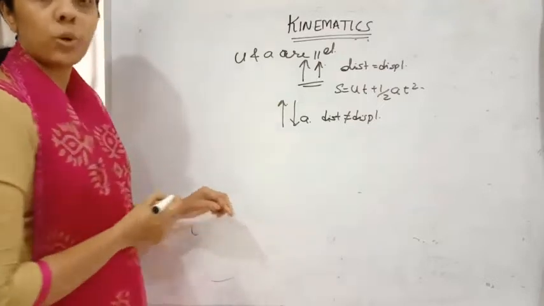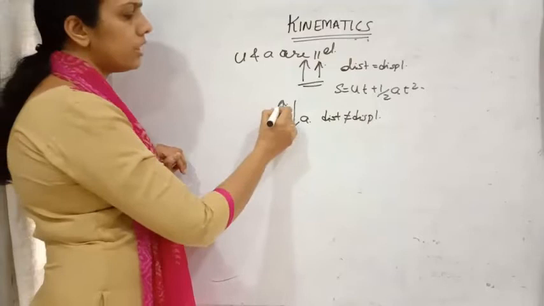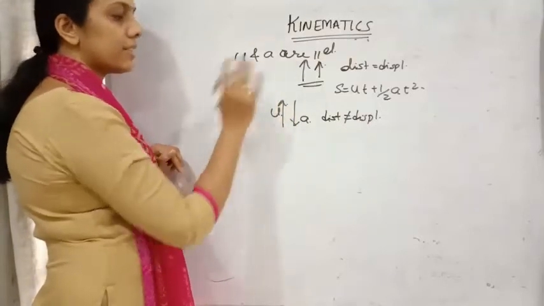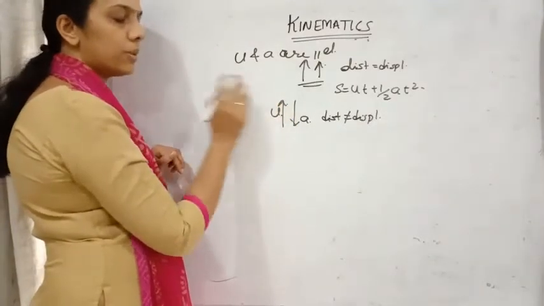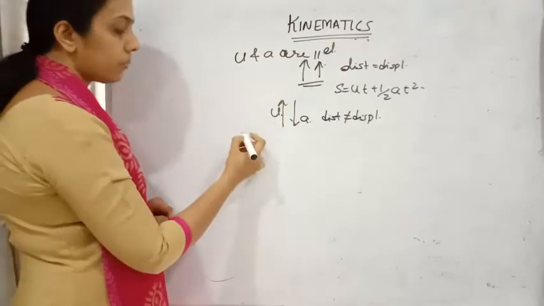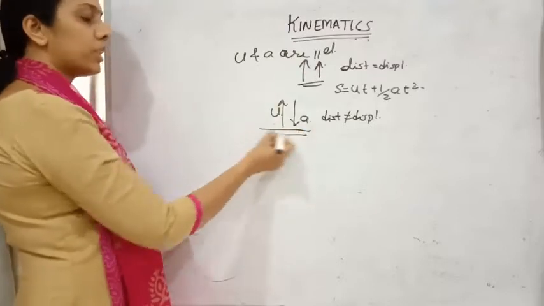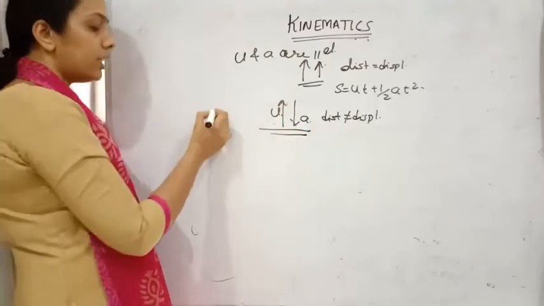In those cases, how can we find it? That means velocity and acceleration are in the same direction, or velocity is opposite to the direction of acceleration. It means when I am throwing an object in the upward direction, see what will happen when I am throwing it upwards, it will be moving.